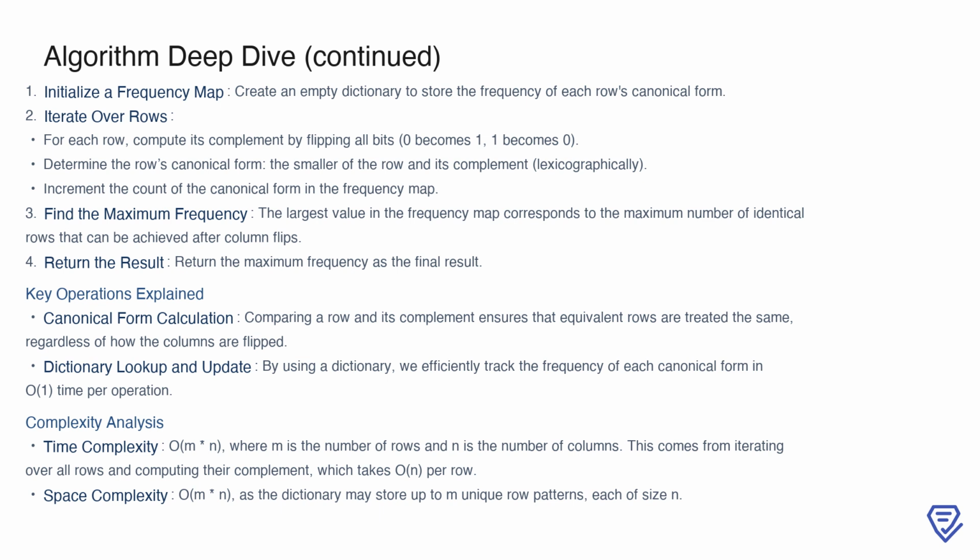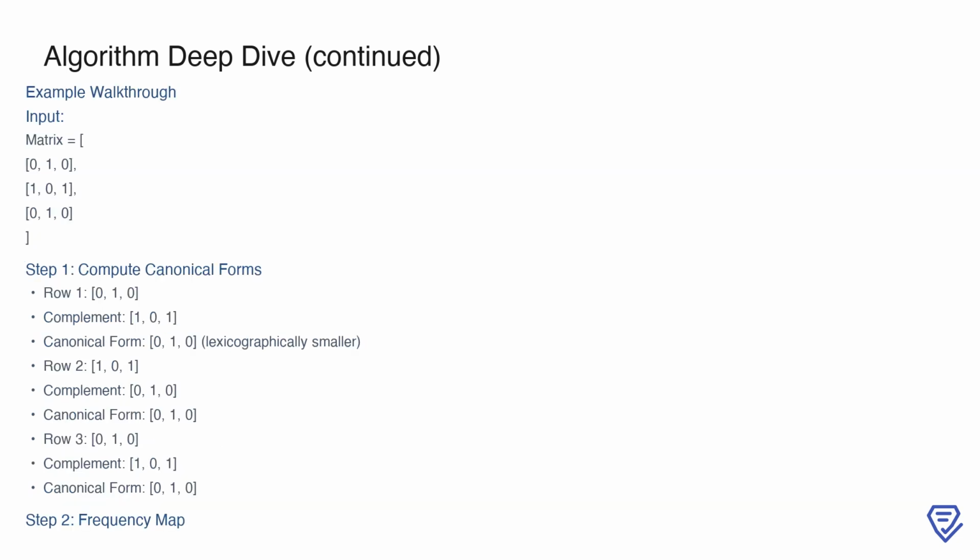In terms of complexity, iterating through each row and computing its complement takes O(n) time per row, leading to an overall time complexity of O(m*n) for a matrix with m rows and n columns. Space complexity is also O(m*n) in the worst case, where we store all unique row patterns in the dictionary. To better understand the algorithm, let's walk through an example.